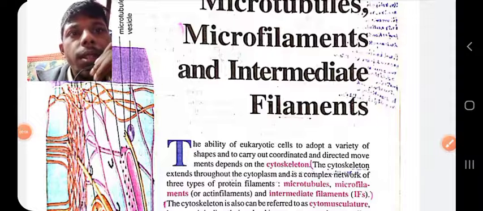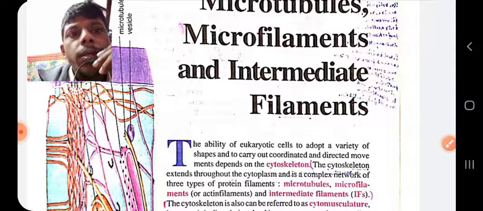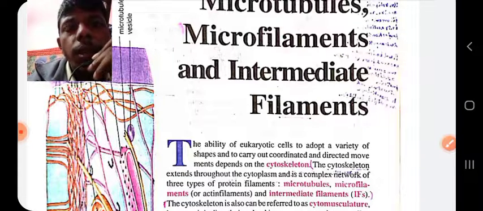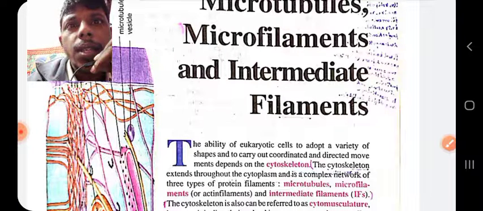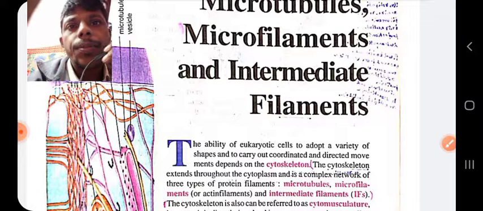Today, I am going to discuss the cytoskeleton that is given in your cell biology syllabus. We will talk about microfilaments, microtubules, and intermediate filaments. Today we will mainly focus on microtubules, and in the next classes I will discuss the microfilaments and intermediate filaments as well. So let's get started now.